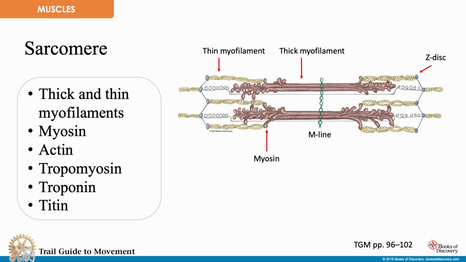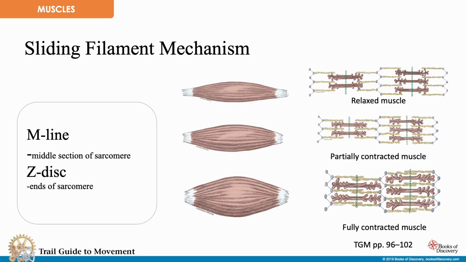This slide zooms in even further, and important landmarks include Z discs, those are the ends of the sarcomere, M line, which is the middle, actin and myosin, tropomyosin, troponin, and titin, which helps with elasticity and recoil. This microscopic organization explains how muscles can be strong and flexible at the same time.